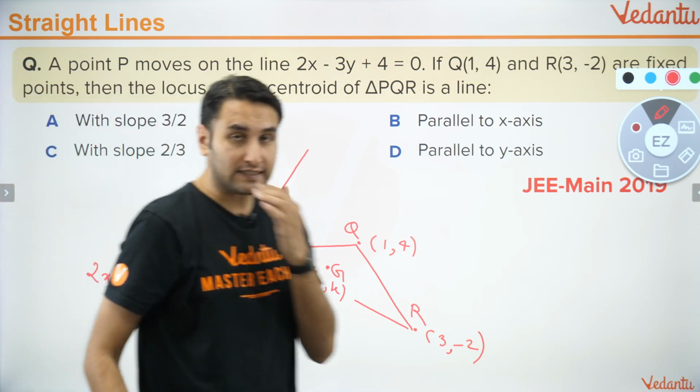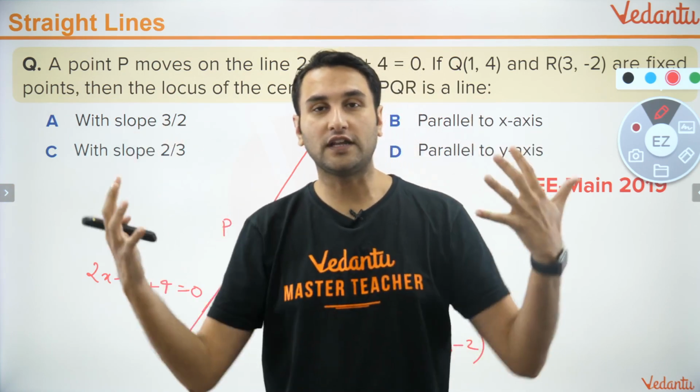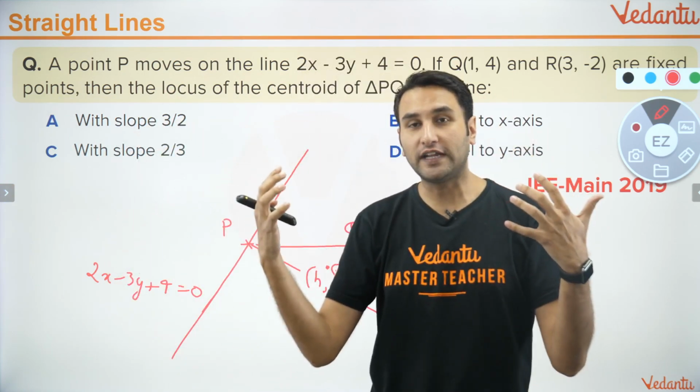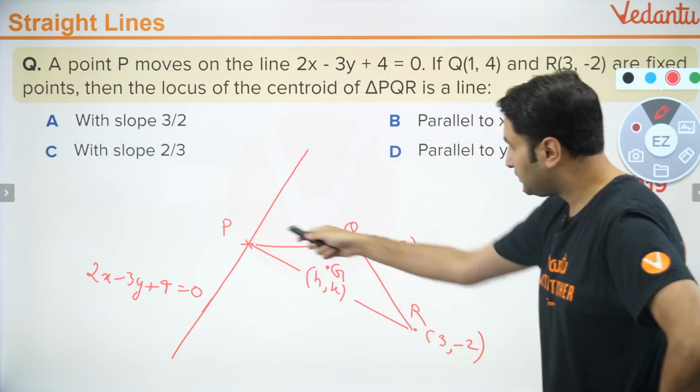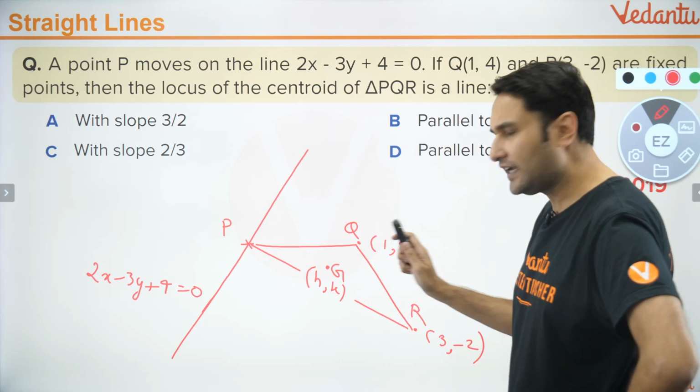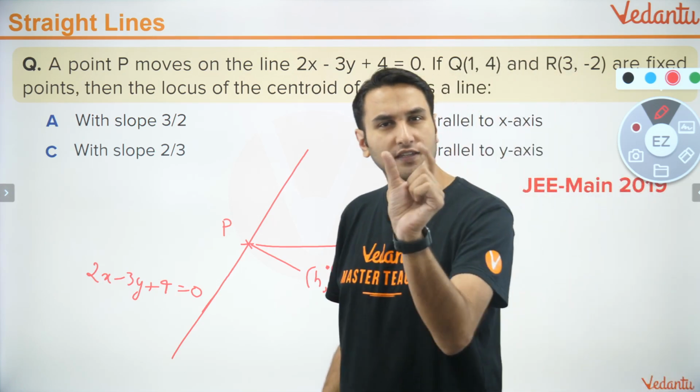Now how to find the locus? Somehow I want to find a relation between h and k. ठीक है? अब h और k में relation कैसे find करें? p तो मुझे पता ही नहीं है. I don't know p. Can I take p in a single parameter?